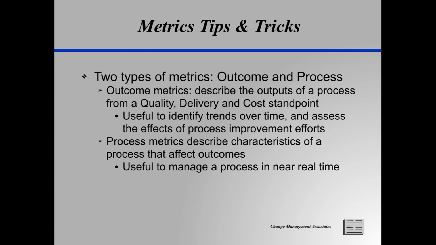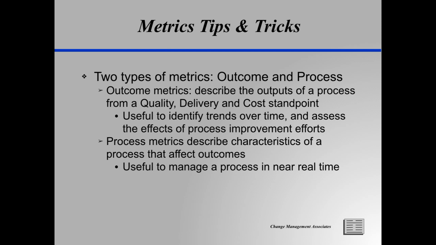As we mentioned several times, there are two categories of metrics, outcome metrics and process metrics. They each have their purpose. Let's discuss this in more depth. Generally speaking, outcome metrics describe the outputs of a process from a safety, quality, delivery, cost, and even engagement standpoint. They are useful to identify trends over time and to assess the effects of process improvement efforts that have taken place. For example, if the focus of process improvement efforts was to positively affect customer satisfaction, we should be able to measure the results of our efforts over time.